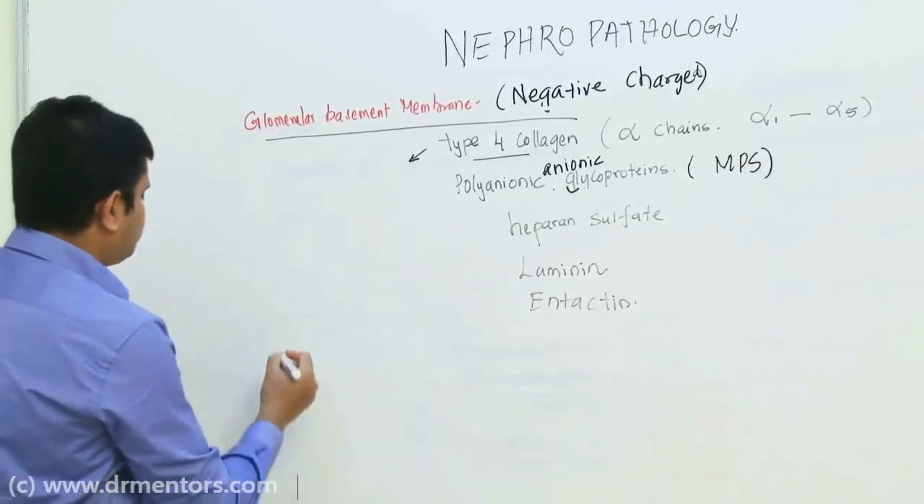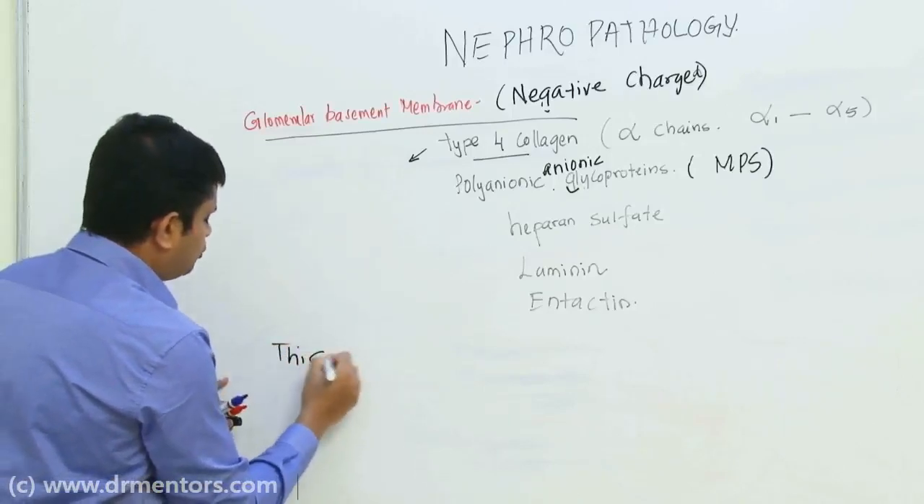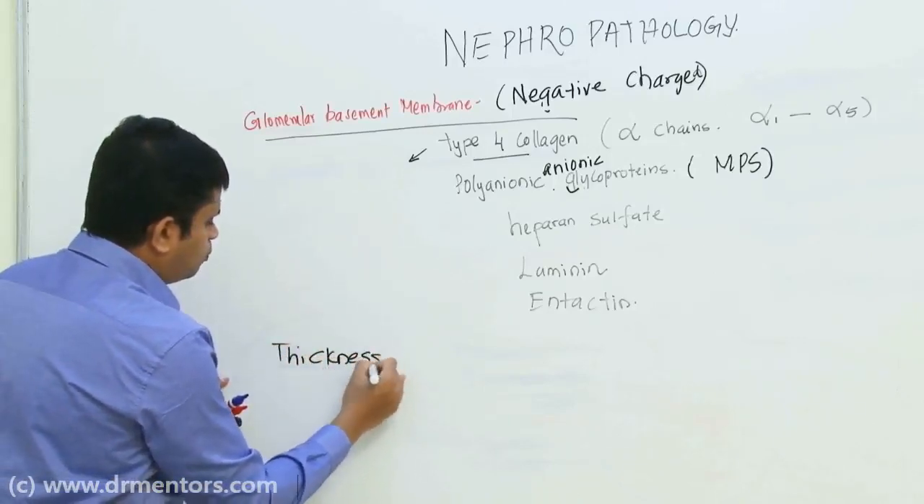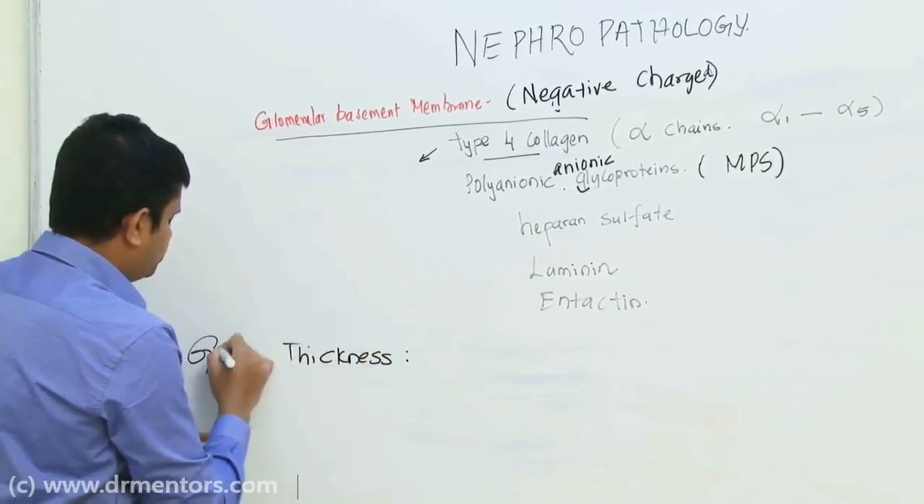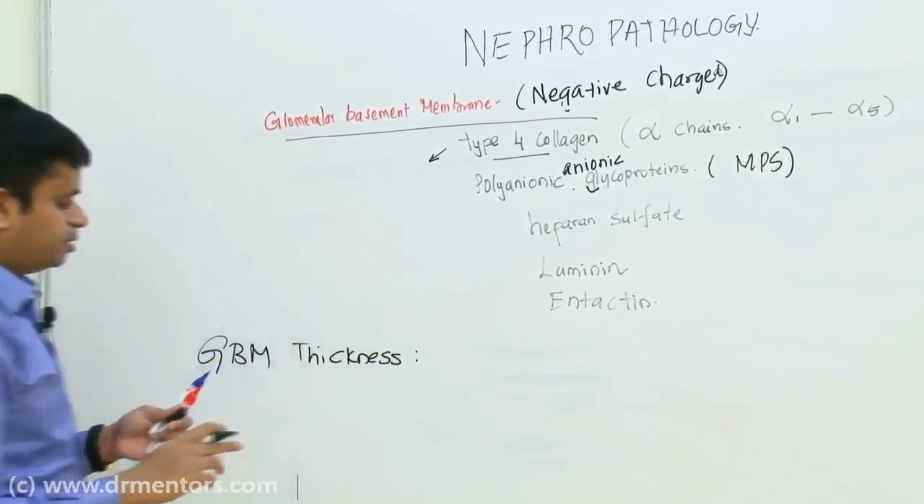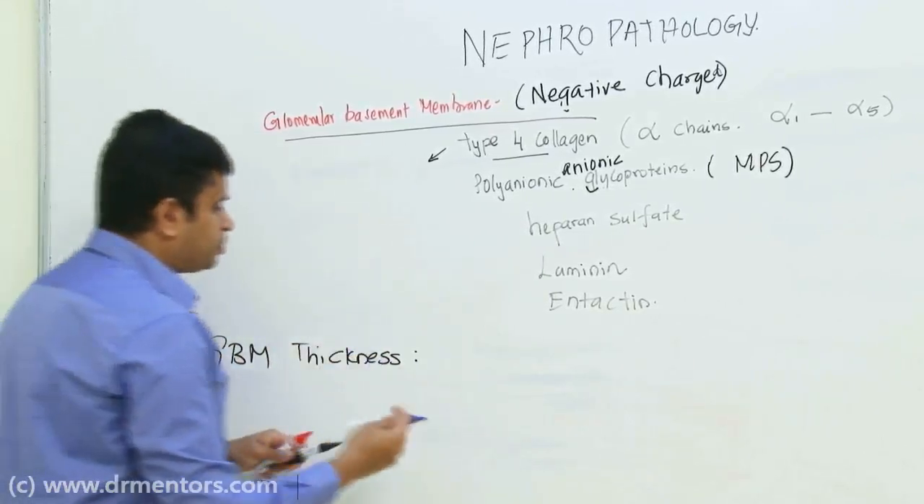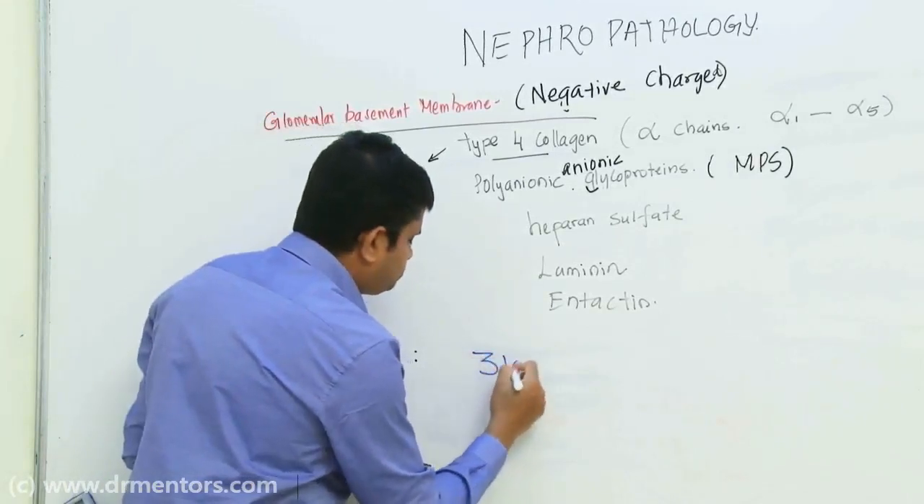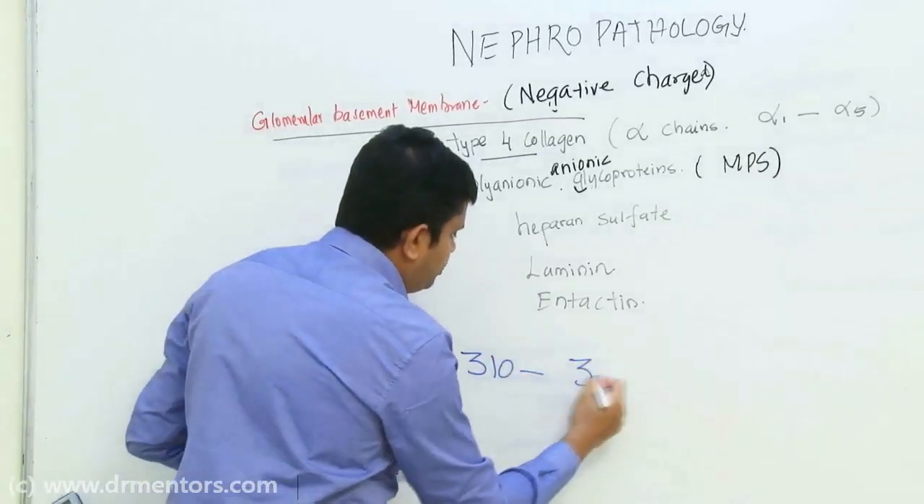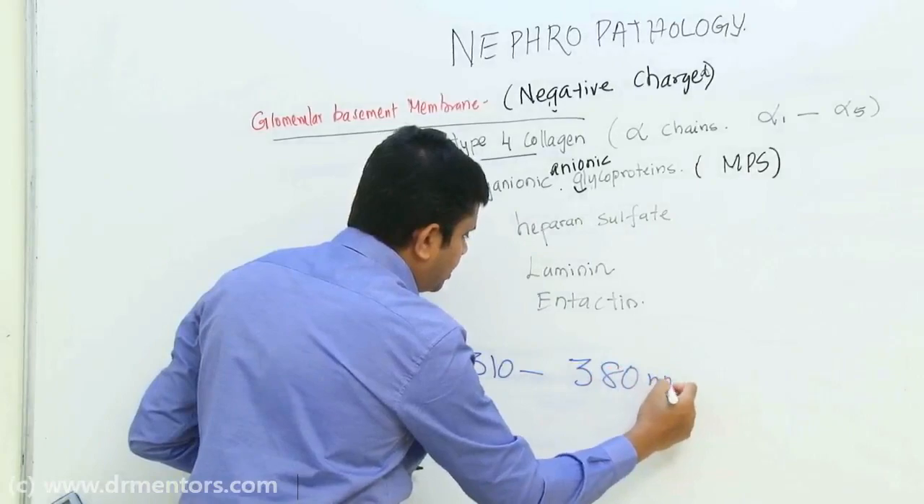And what is the thickness of the GBM? That's a very important question. Very often asked, what is the thickness of GBM? The thickness of GBM is mainly around 310 to 380 nanometers.